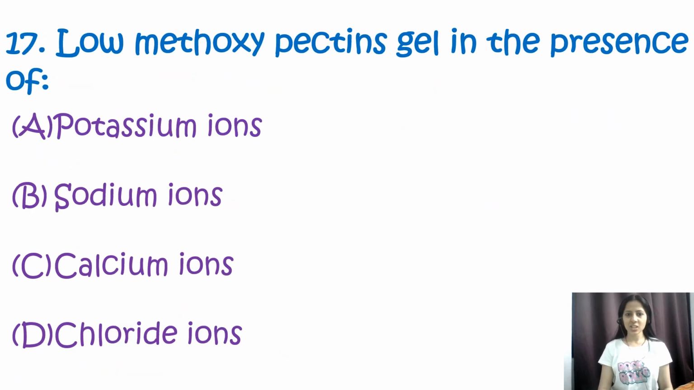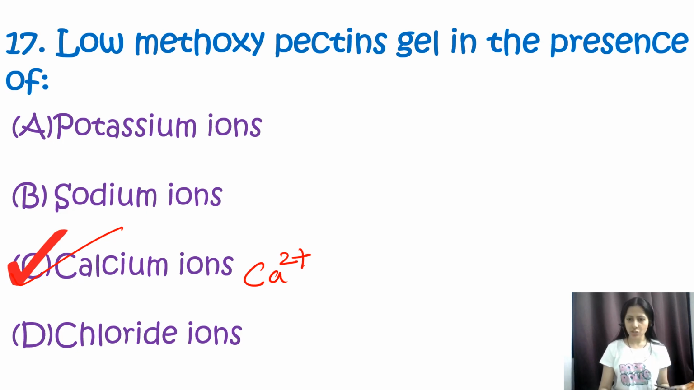Question number 17. Low methoxy pectin gels in the presence of, so options are potassium ions, sodium ions, calcium ions, chloride ions. So over here the correct option is C, that is calcium ions. Low methoxy pectins are the type of pectins that have been partially demethylated. These pectins require the presence of divalent cations, so I'll write over here that they require divalent cations for the gel network.